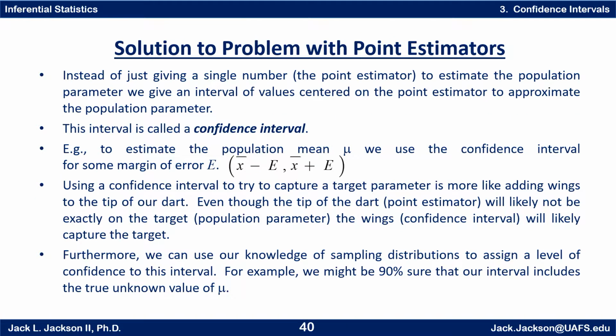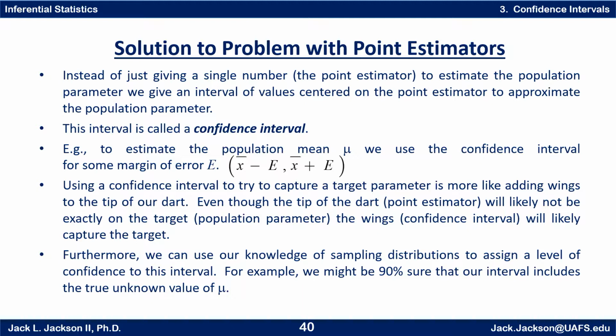Instead of just giving a single number, the point estimator, to estimate the population parameter, we give an interval of values centered on the point estimator to approximate the population parameter. This interval is called a confidence interval. For example, to estimate the population mean, mu, we use the confidence interval with some margin of error, e, and that confidence interval is the interval of numbers from x bar minus e up to x bar plus e.